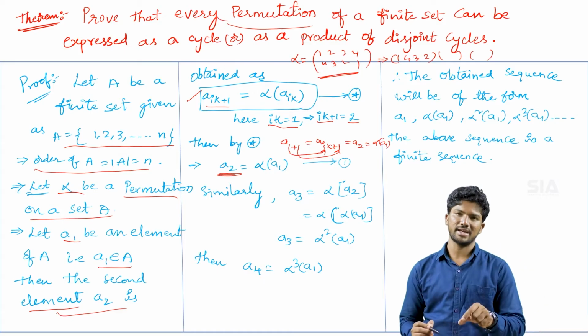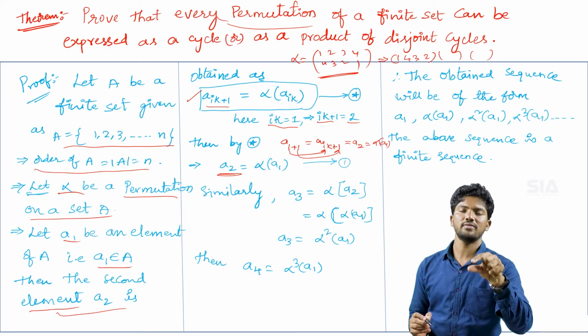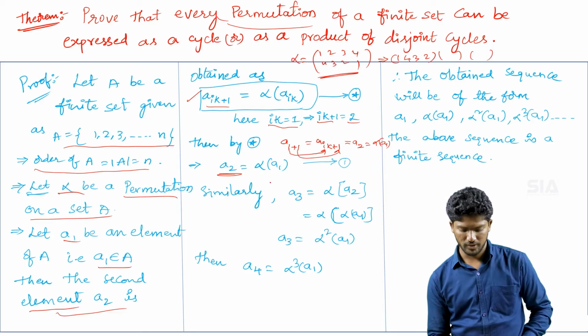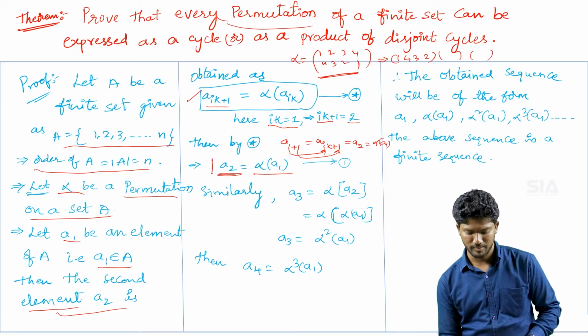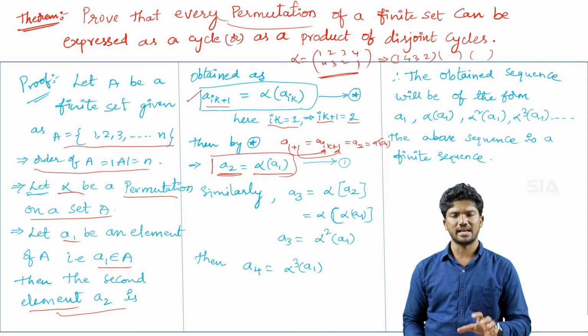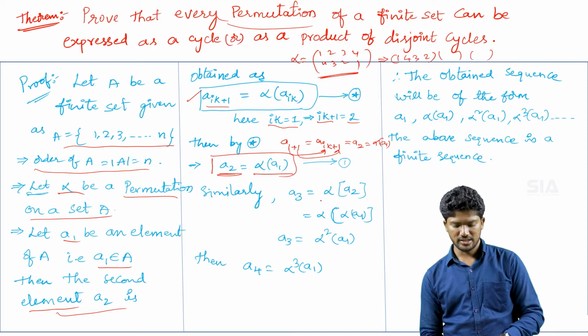Alpha of A1. Why? Because alpha of A1 means alpha of A suffix ik. So therefore A2 is equal to alpha of A1, that is taken as equation number 1. Okay, just remember this value. Next, similarly say a third element A3. A3 also you will get by equation star, alpha of A2.